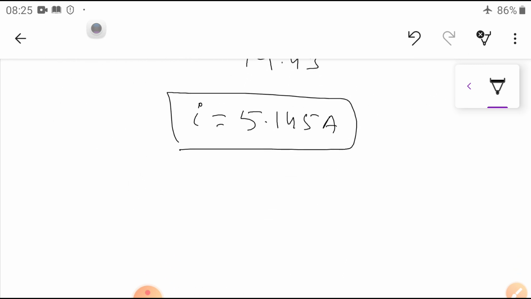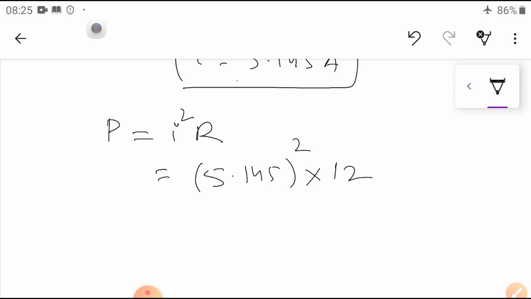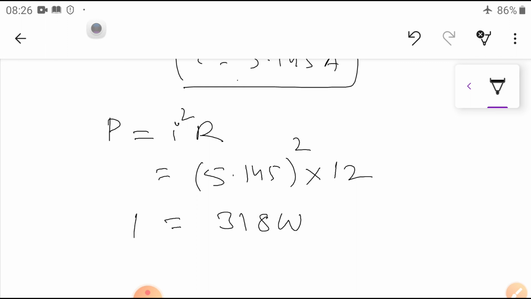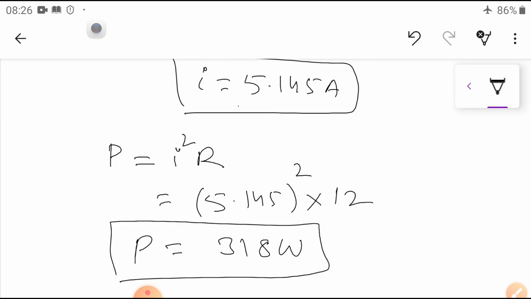Now the power is required. Power is equal to I squared R. So I is known, substitute this value: 5.145 squared into the resistance. What is the resistance? It is 12 ohms. Then with simple calculations I am going to get 318 watts. So this is the power. Simple. Okay, it's over, dear students.